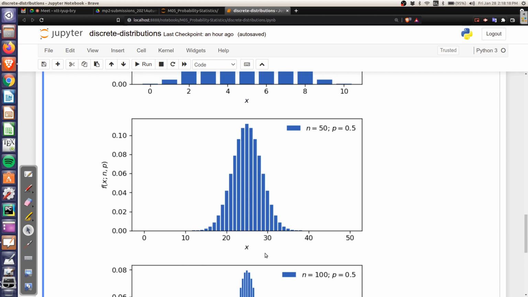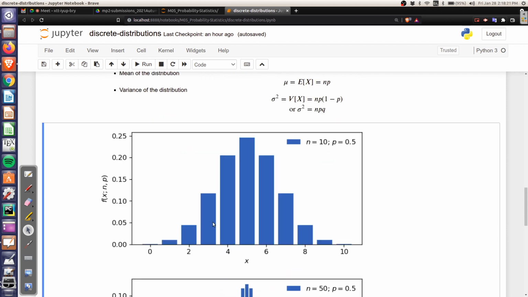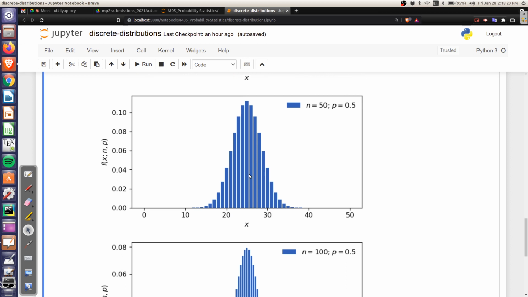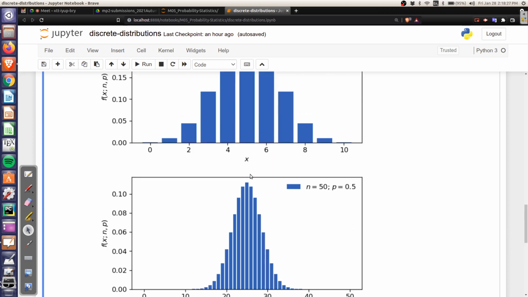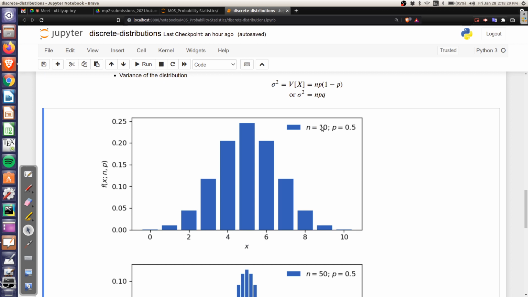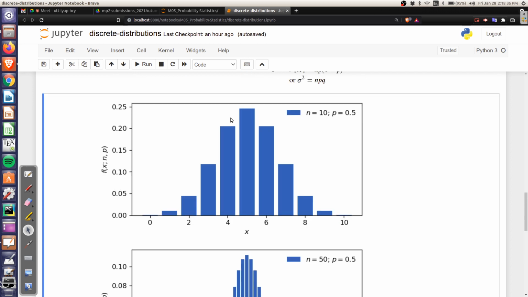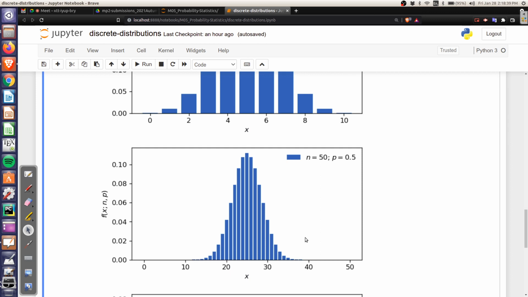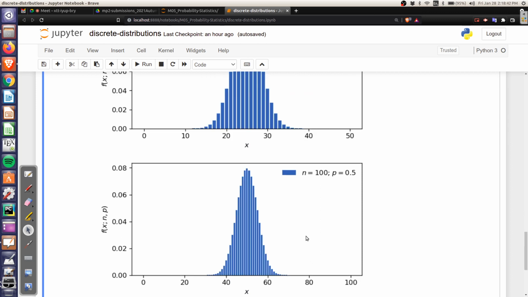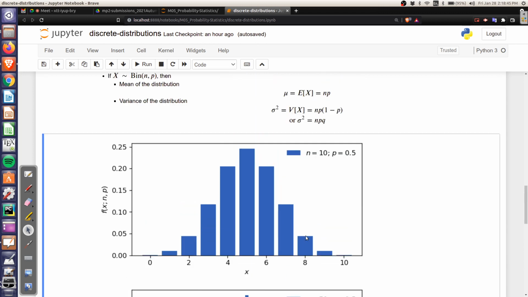Yes, sir. Okay. Now, if you look at these three graphs one after the other, as you increase the value of n, from 10 here to 50 and then 100 here, it seems as if the graph is becoming narrower and narrower, right? That's what it looks like, correct? But that is actually not the case.